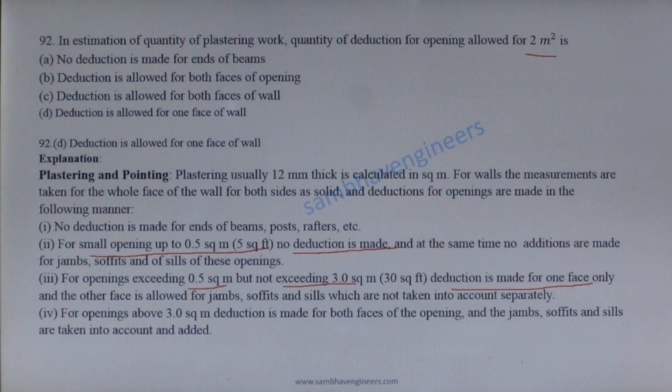So the correct answer is option D. For openings above 3 square meter, the deduction is made for both faces.